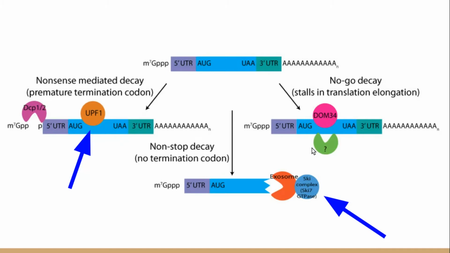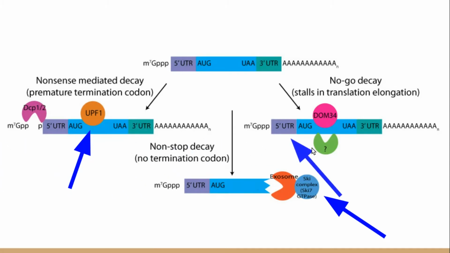without any codon below it serves as a binding site for this SKI7 protein. The SKI7 protein binds to the empty entry site at the ribosome because it kind of resembles a tRNA, and then it can somehow recruit the exosome and all the necessary RNases.